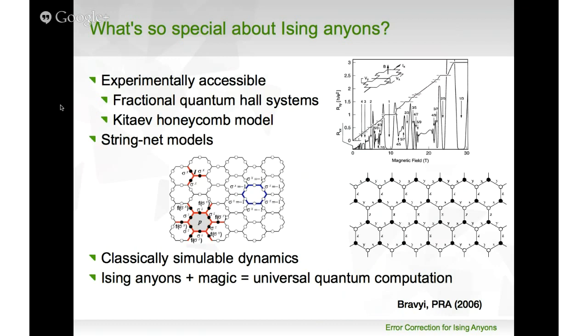There are a couple other nice features. The first one is that the anyon dynamics is classically simulable. So much like we can simulate Clifford circuits, we can simulate anyon dynamics if they're Ising anyons, which is not true in general. And there's a nice paper by Sergey Bravyi, which shows that if you have magic state distillation, then you can use Ising anyons plus magic state distillation to do universal quantum computation. So we can activate these Ising anyons into an even more interesting resource if we're clever.